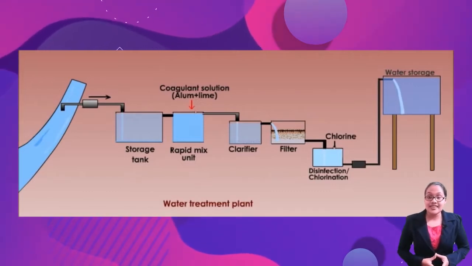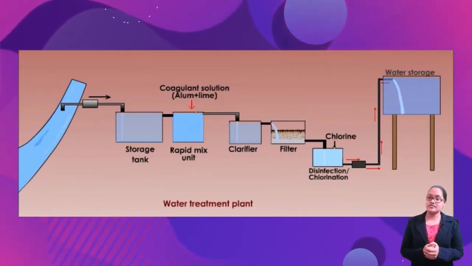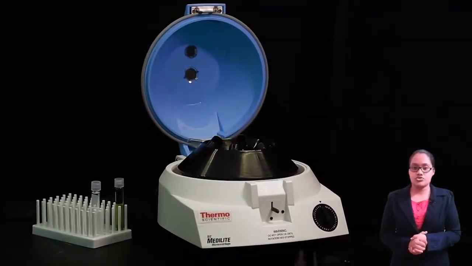So filtration plays a crucial role in our day-to-day life activities. A mixture of suspended particles can be separated from a liquid by using the method of filtration, but it is a time-consuming process. So for that, we can use another method called centrifugation, and to do centrifugation, we must use an apparatus called a centrifuge.